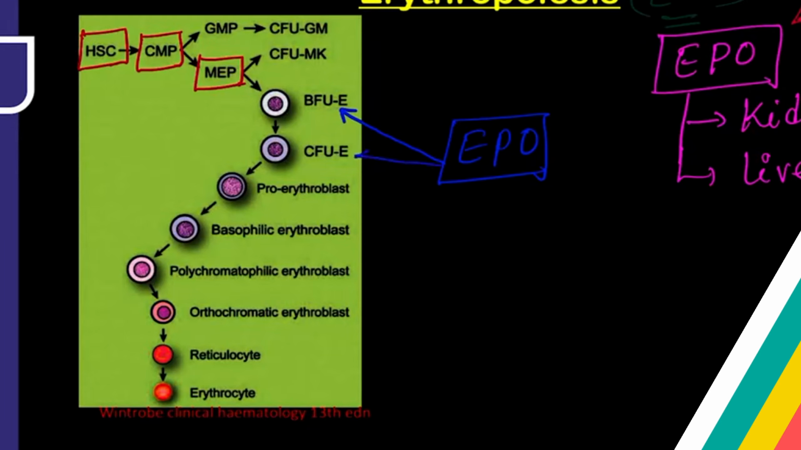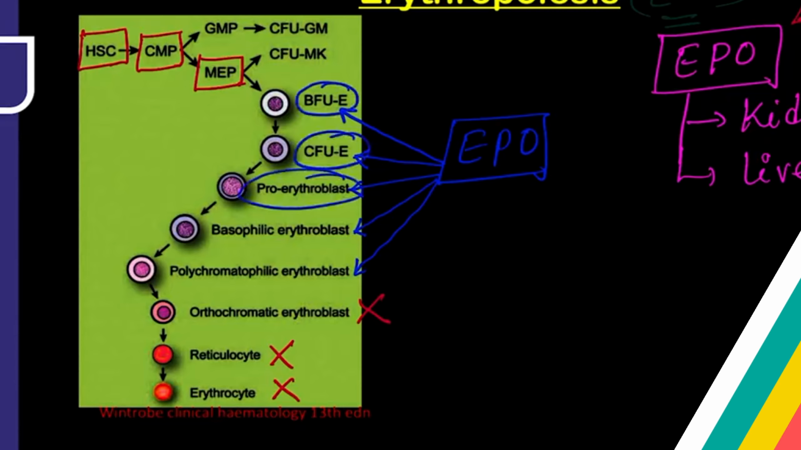It also stimulates this CFU. It also stimulates this early pro-erythroblast. It also stimulates this basophilic erythroblast, polychromatophilic erythroblast, but no action again at the level of the orthochromatophilic erythroblast or reticulocyte or erythrocyte. So now I can understand that erythropoietin is only acting at the level of BFU, CFU, pro-erythroblast, basophilic erythroblast, and polychromatophilic erythroblast, not at the level of even ortho, reticulo, or mature cell also.